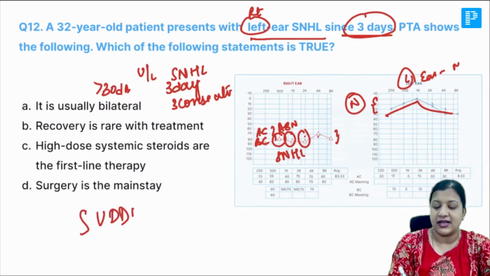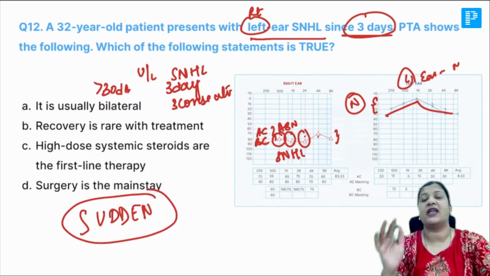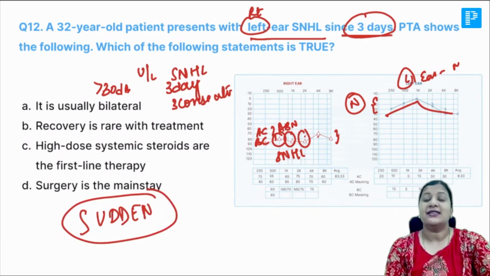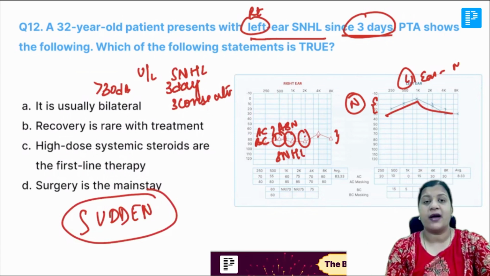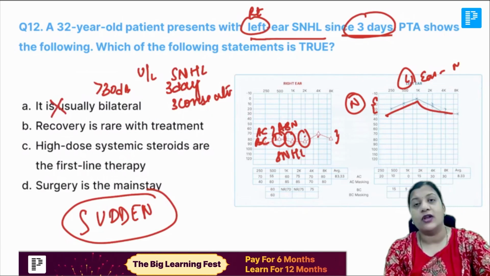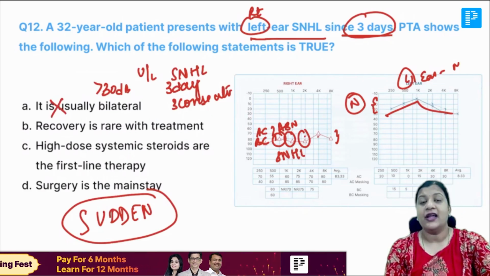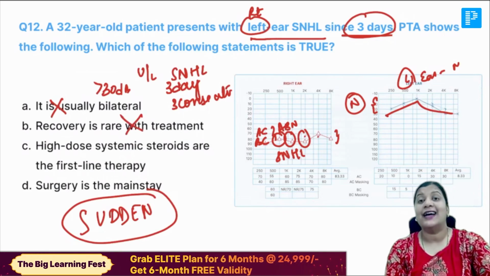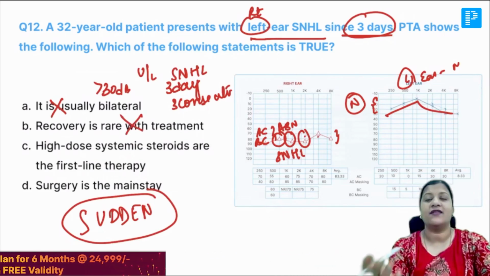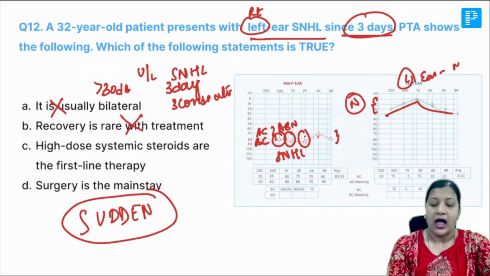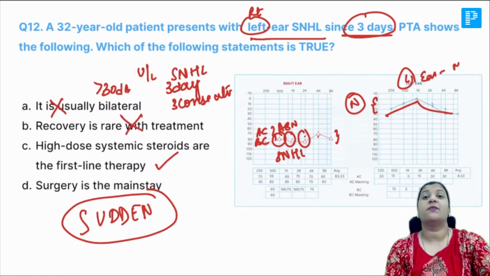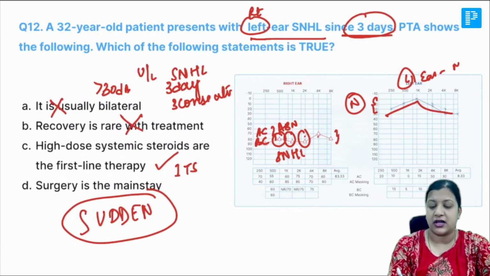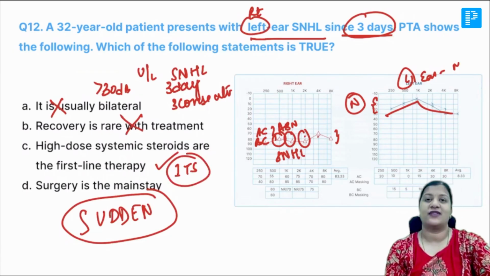So sudden sensory neural hearing loss is something that should strike your brain. Is sudden sensory neural hearing loss usually bilateral? No, it can be unilateral also. Recovery is rare with the treatment? No, recovery is very good with early treatment. The earlier you intervene, the better will be the treatment. High dose steroids are the first line of therapy. Yes. Systemic steroid and intratympanic steroid are the first line of treatment for sudden sensory neural hearing loss.